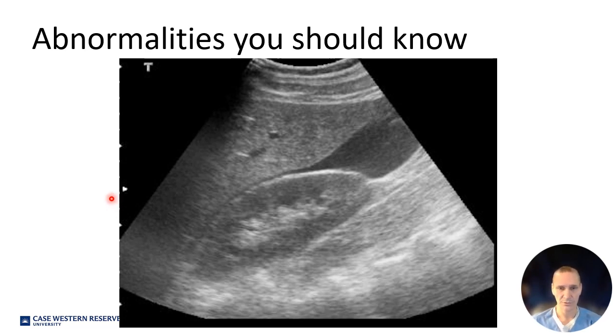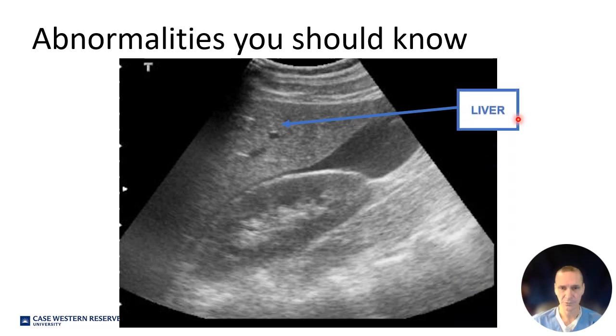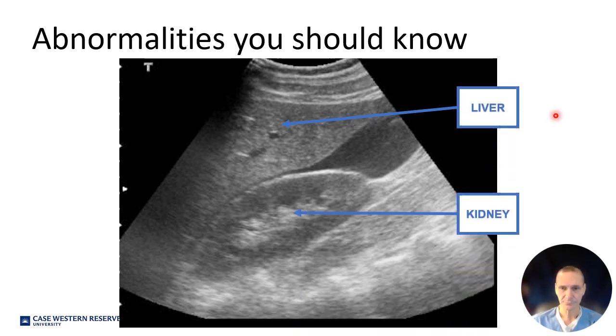Abnormalities you should know. So again, this is the liver. The patient's head is up here. The patient's feet would be down here. This is the kidney. This is the spine. And this is free fluid.